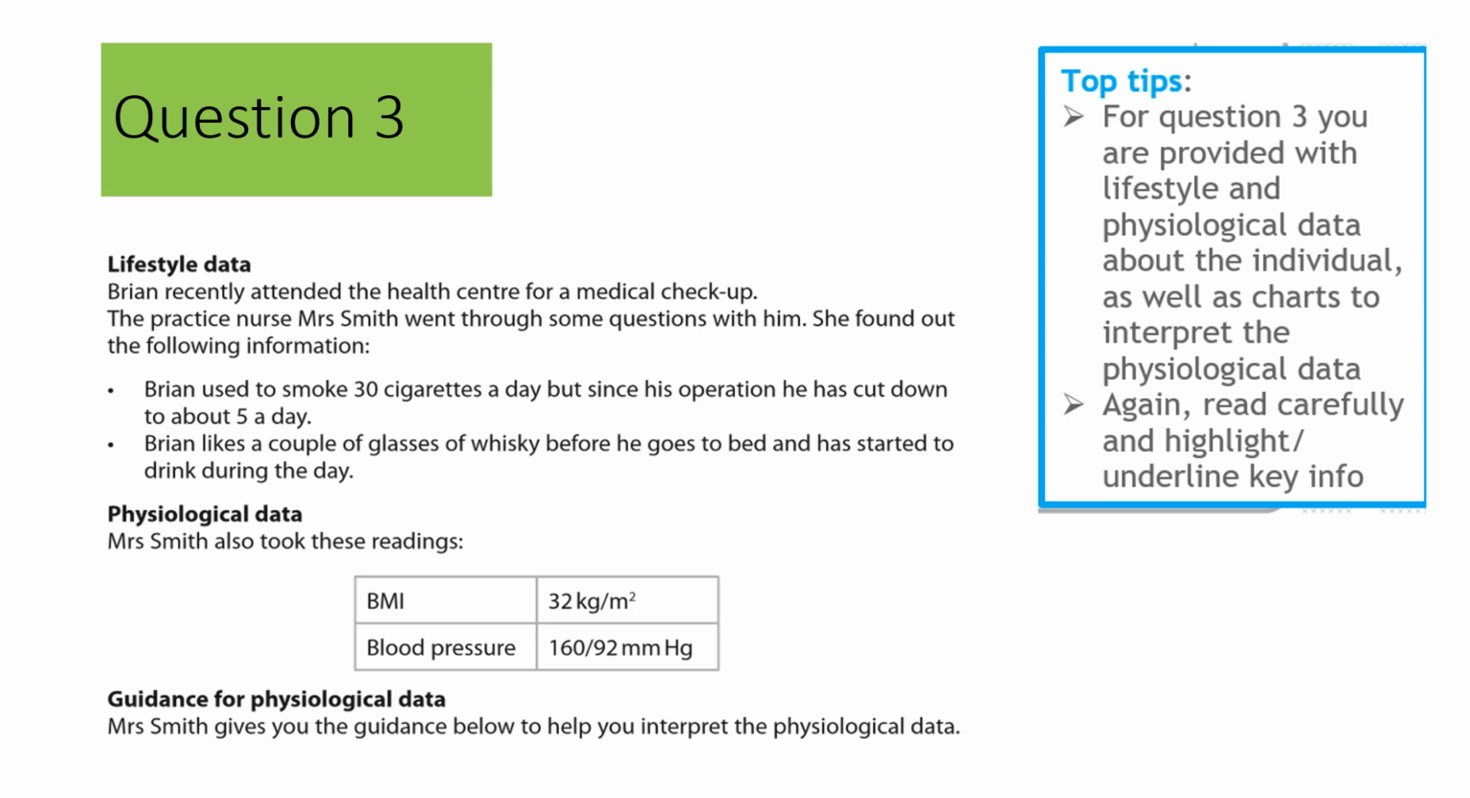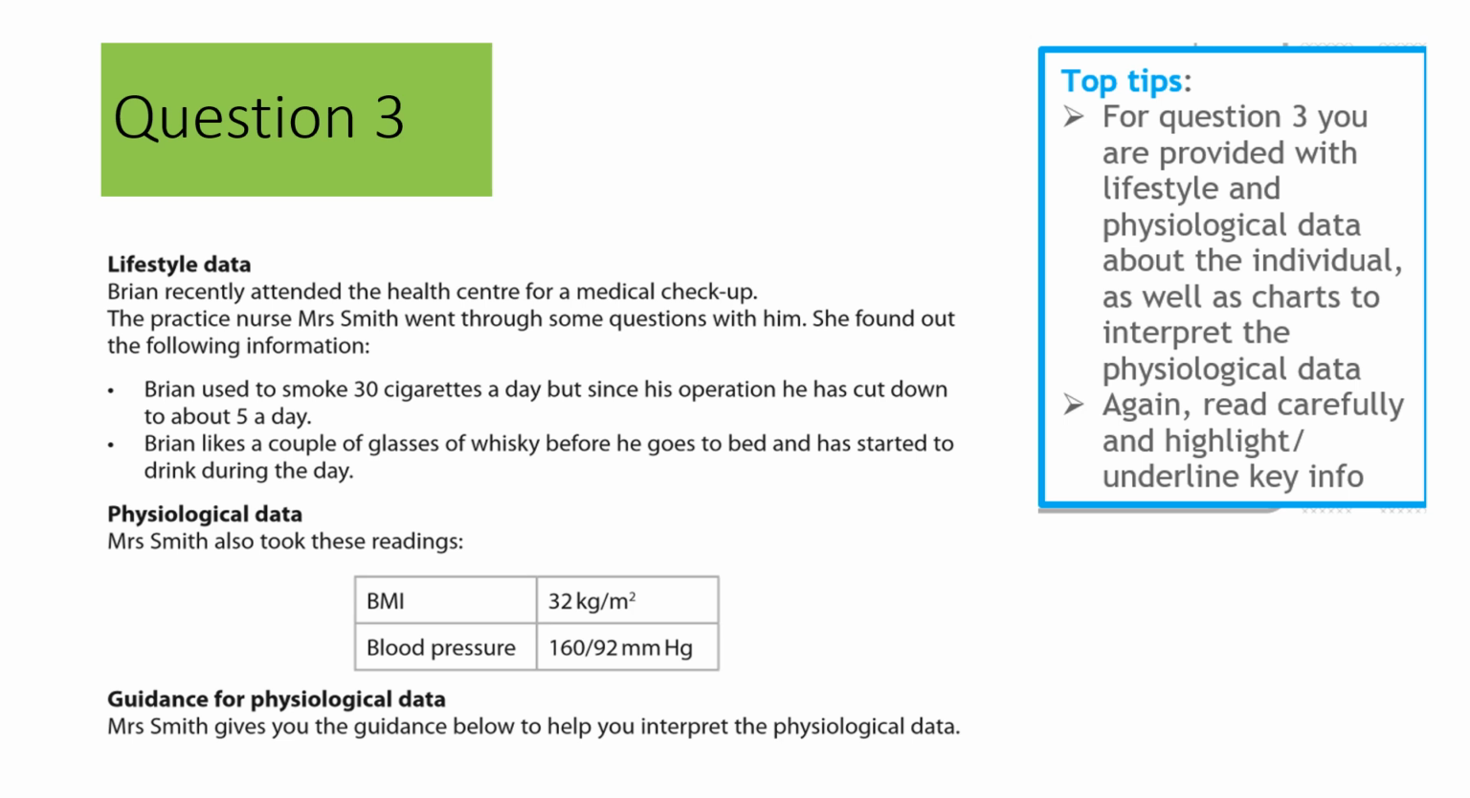You've got to read this section carefully and highlight and underline key information again. So we learn that he used to smoke 30 cigarettes a day, but since his operation, he's cut down to about 5 a day. So we know that he smokes. He likes a couple of glasses of whiskey before he goes to bed, but he has started to drink more in a day. So this is extra information that has been found out about Brian. Make sure you underline those.